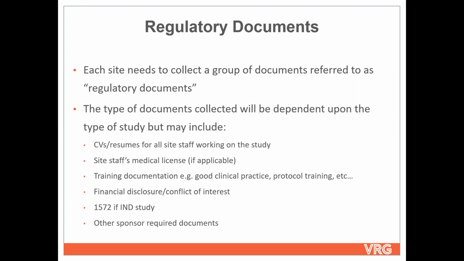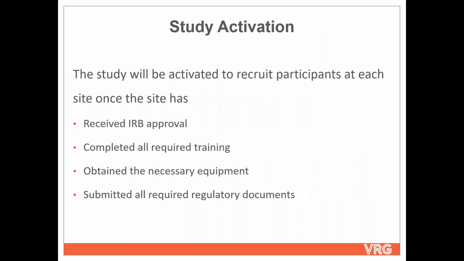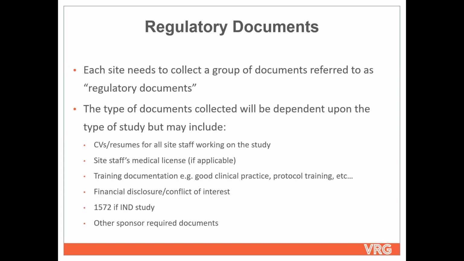For some studies, you'll need to report any conflict of interest or financial disclosure. And this is a document that indicates if you have any conflict of interest with the study sponsor. If you're doing a study with a new medication that's trying to be developed, they most likely have an IND, which is an investigational new drug number, and that's done by the FDA. And that will need to be submitted on what we call a 1572. And this is where the investigator signs off that they are responsible for the conduct of the study at their site. And then any other sponsor required documents. So there are several other documents that will likely be required depending on the study that you're doing.